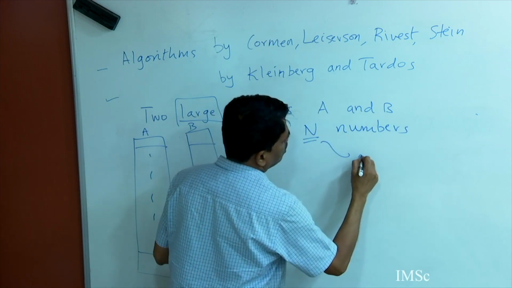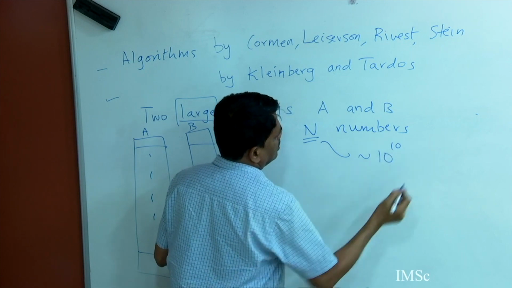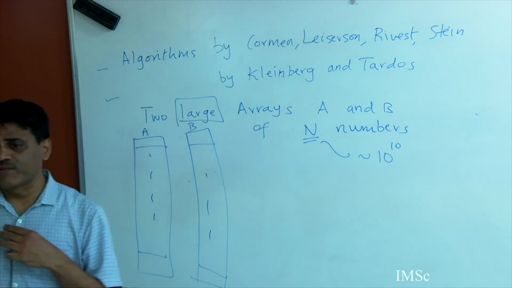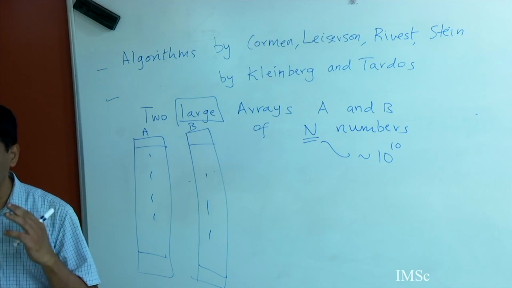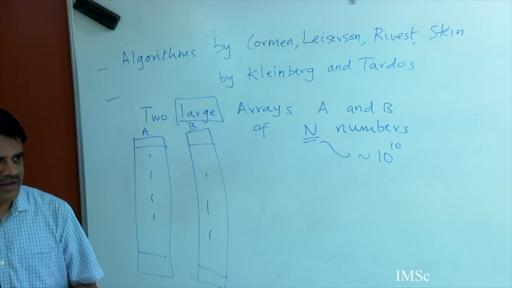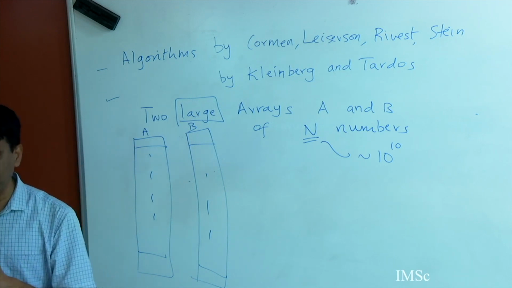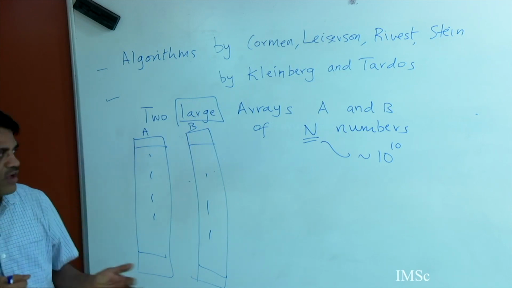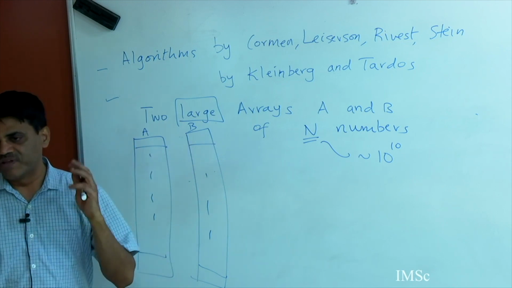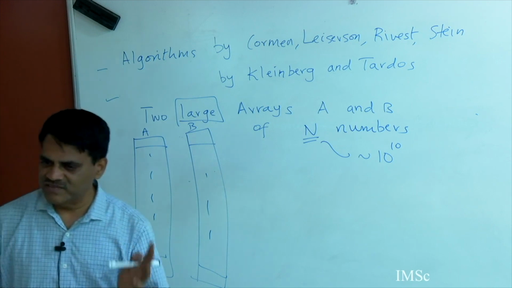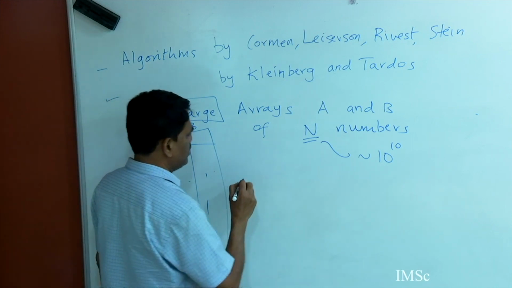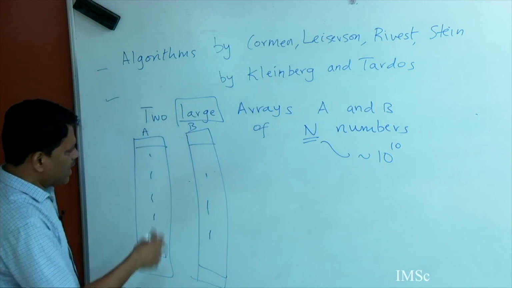Think of it as in the order of something like 10 power 10. Okay, so maybe your Aadhaar database or something like that. There are 125 million population, right? So 100 million people have Aadhaar numbers. So think of this as some Aadhaar database, two of them, SIM card, land registration, some huge database. And this is a problem we want to solve.